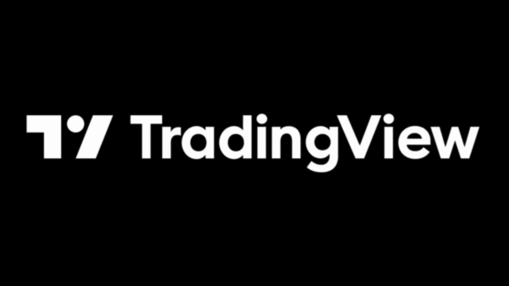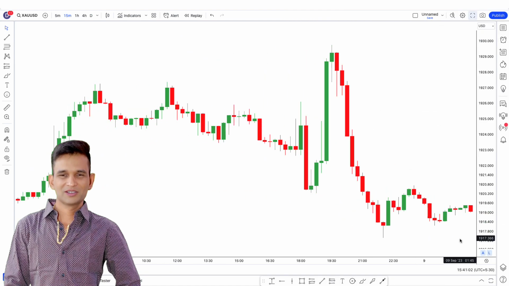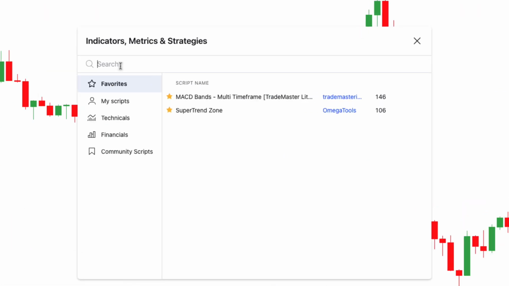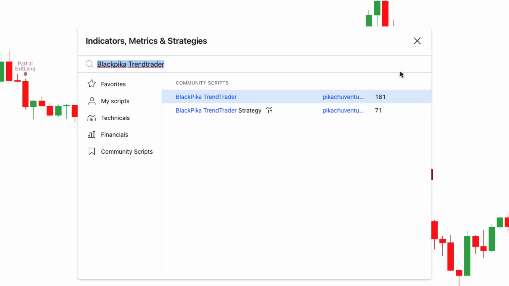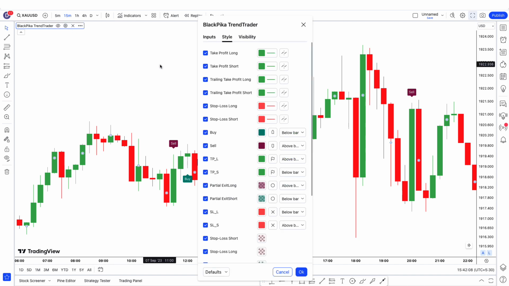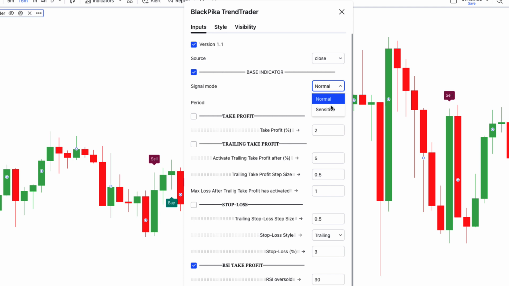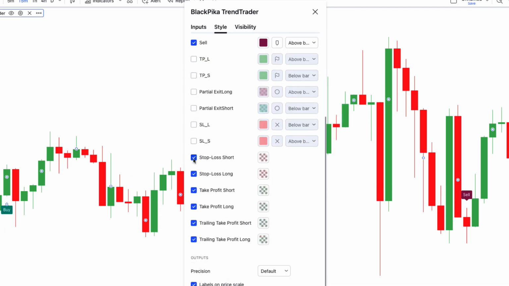Head over to TradingView.com. Once you're there, select the gold chart, which will serve as our focus for this strategy. Head over to the Indicators tab and search for Black Pica Trend Trader, created by Pica, and add it to your chart. Then open Settings and go to the Input tab. Here change signal mode from normal to sensitive, change period 110 to 200, and uncheck RSI take profit. Now move to the Style tab, uncheck all, and leave buy and sell only.